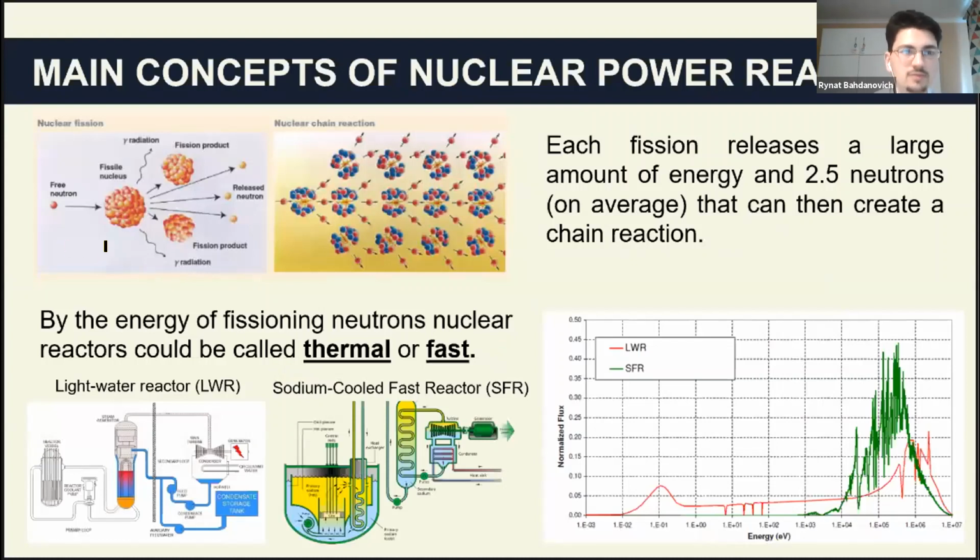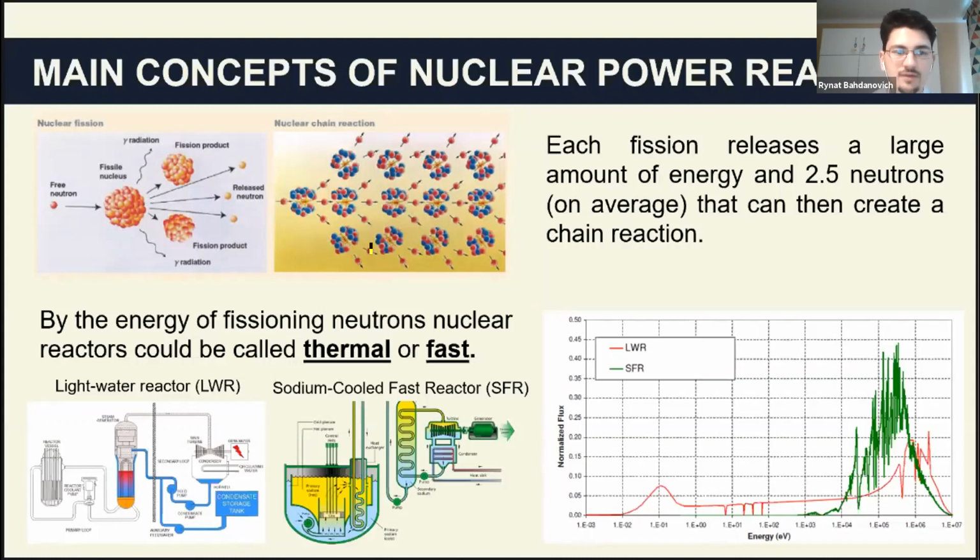As you may know, the reaction which undergoes inside the reactor is a fission reaction, during which one nucleus is separated into two fission products and a big amount of energy is released. Also, around 2 to 3 neutrons are released, and this helps to create the chain reaction.